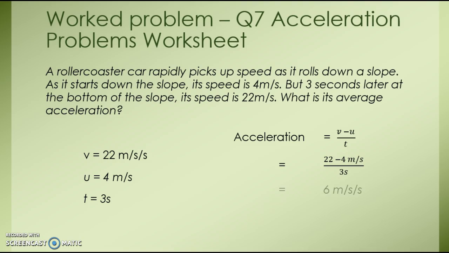Now, in this case, if we just work with the numbers, we'll find that 18 divided by 3, which is 22 minus 4 divided by 3, will give you an answer of 6. Meters per second is on the top, and seconds is on the bottom, so our unit is going to be meters per second per second.